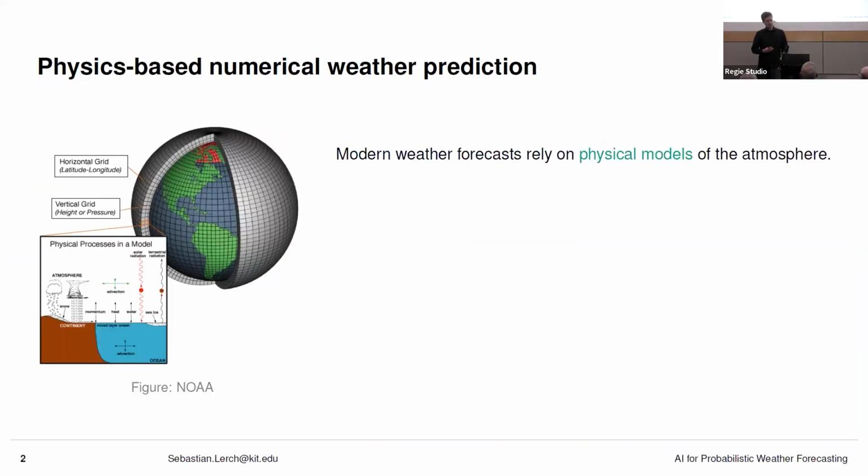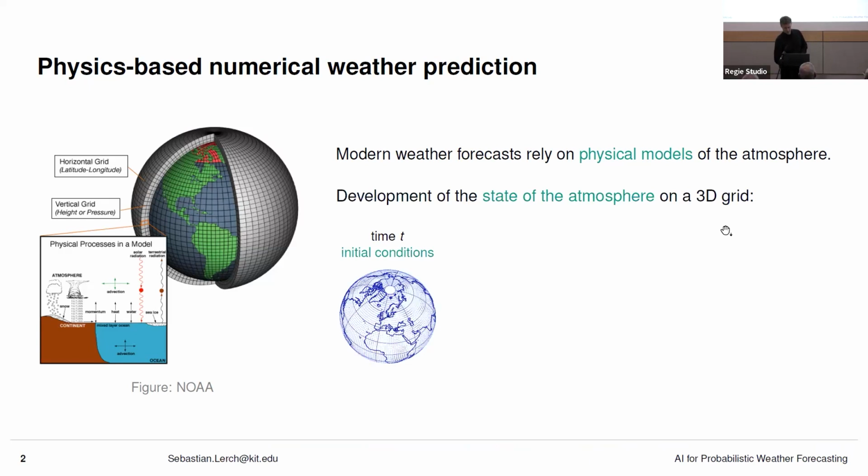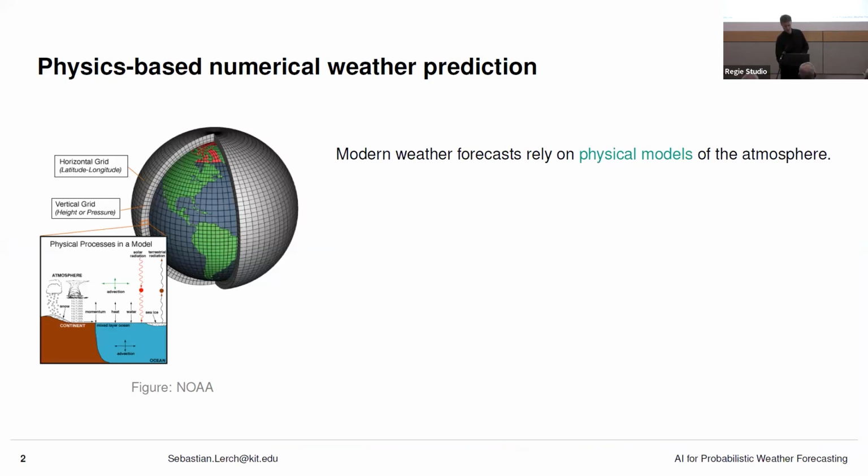So, as of today, whenever you consume a weather forecast via your favorite app or a newspaper or weather website, these are typically based on physics-based models of the atmosphere.